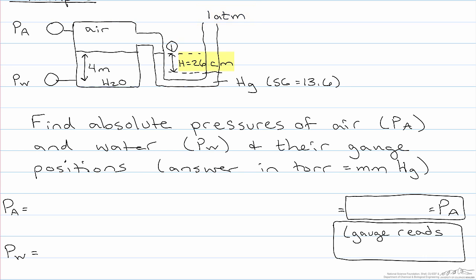The height difference between the left and the right sides of the manometer is 26 centimeters, and mercury, of course, has a specific gravity of 13.6. We are supposed to find the absolute pressures, PA and PW, of the air and the water, and their gauge positions, answering in terms of torr.